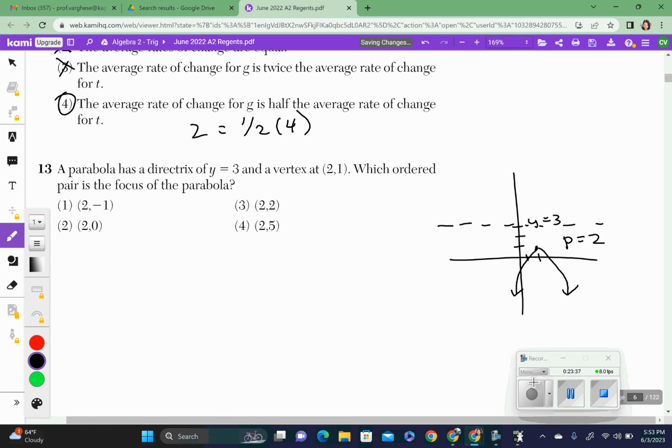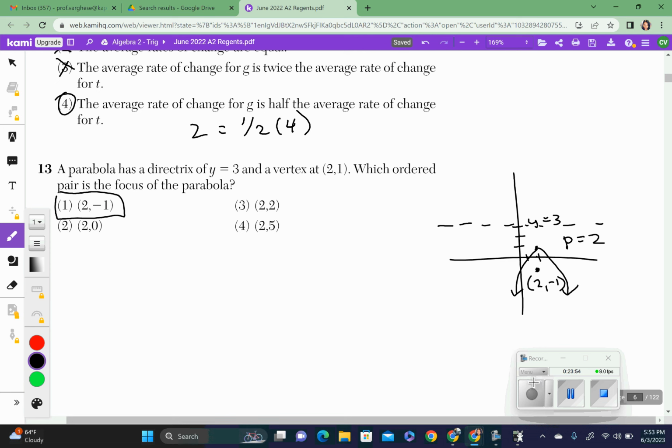So the focus is going to be 2 points down from here. So this is at 1. This is 0. So one more down is going to be -1. So the focus is going to be at 2 comma -1, which is answer choice number 1.